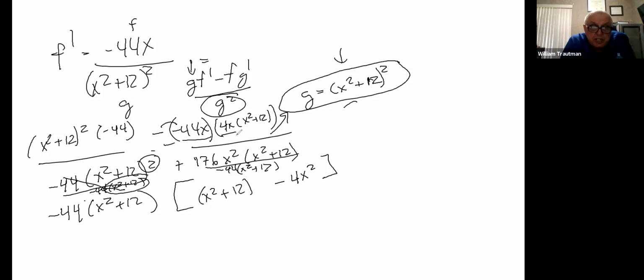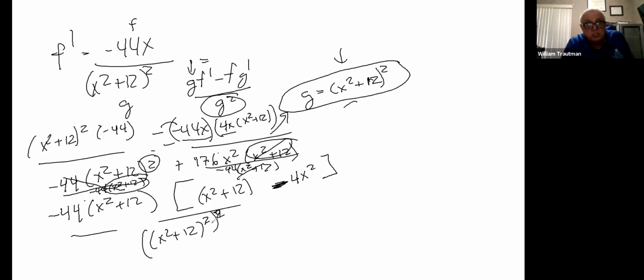We factored this out. This turns into a negative 4. And then we have an x squared, and we factored this out. And all of this is over the g squared. This is g, x squared plus 12 squared, and then when you square that, it turns into a 4. You see, power of 2 times the power of 2 is the power of 4. One of these cancels out.